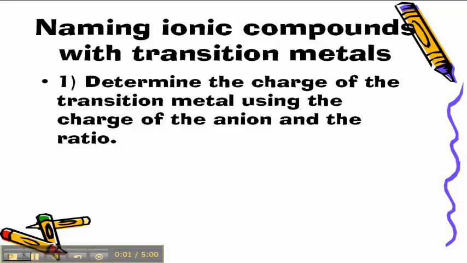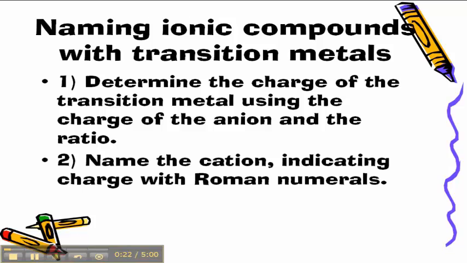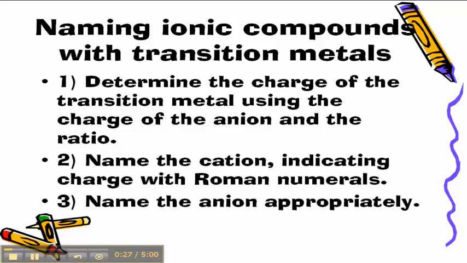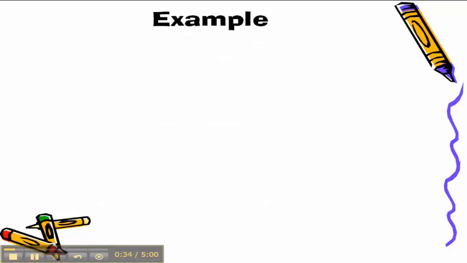So we're going to name ionic compounds that have transition metals. As you noticed in our practice problems, you had to be told the charge using a Roman numeral. The first thing we need to do to name a compound with a transition metal is determine the charge by using the charge on your anion, your negative ion, and your ratio. Once you do that, you're going to name your cation, indicate the charge with Roman numerals, and then name your anion appropriately, depending on if it's an element or a polyatomic ion. So let's look at some examples.